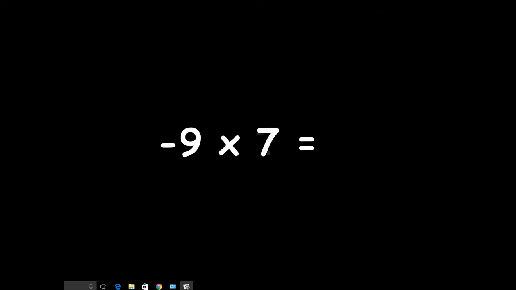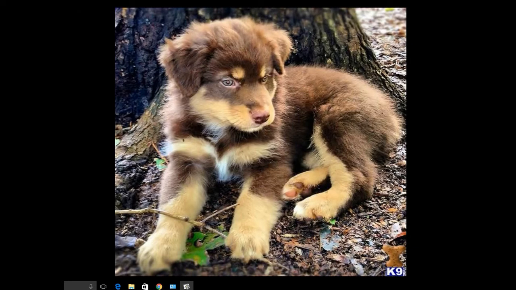And negative 7 times 7, quick, equals negative 63. There we go. The last one for a little bit.